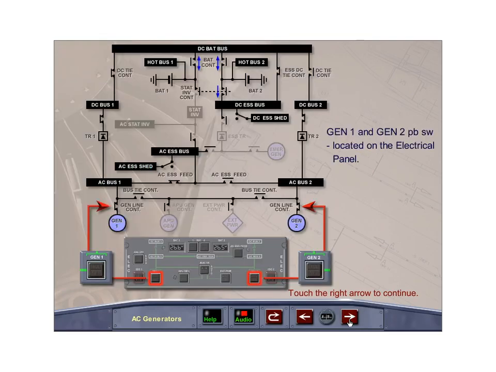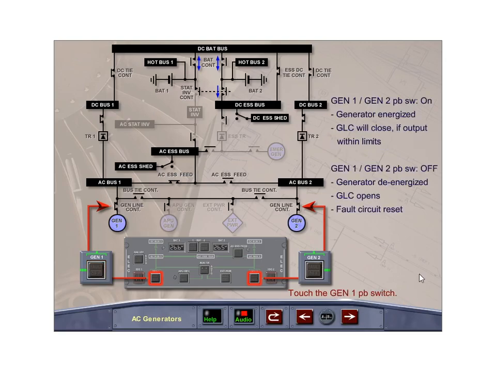The Generator 1 and Generator 2 push-button switches, located on the overhead electrical control panel, control the engine-driven generators, their respective generator control units, and generator line contactors. With the generator push-button switch in its normal on lights-out position, the generator will be energized, and if the generator electrical output is within limits, the generator line contactor will close.